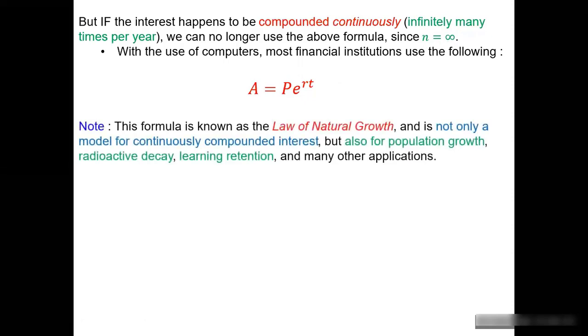So let's now look at this as the law of natural growth. And not only does it have to do with your money increasing, but this is actually the same formula for calculating the growth of populations over small time periods. It's also the formula used for radioactive decay of organisms, for learning retention, for how quickly you remember facts and forget facts, for the spread of a disease. This law of natural growth involving the number E is seen in all kinds of applications.